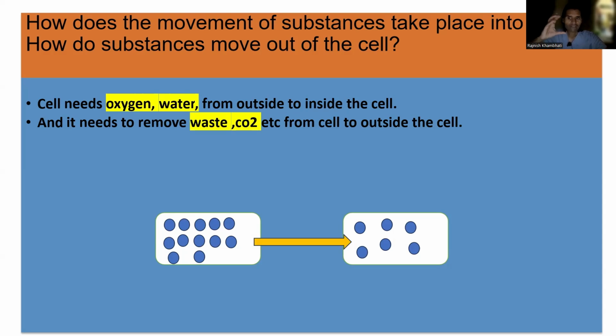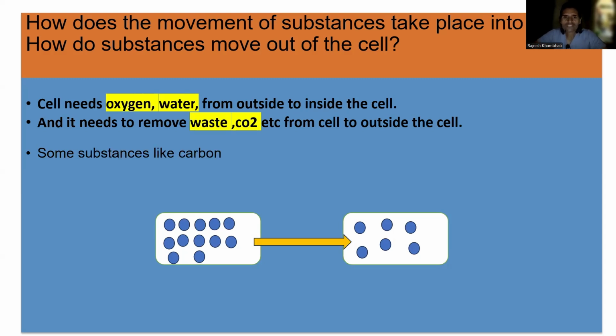So this is the main requirement of any cell. Okay. If this does not happen, the cell will die. Without food, without oxygen, the cell will die. Or without excretion, the cell will obviously die.